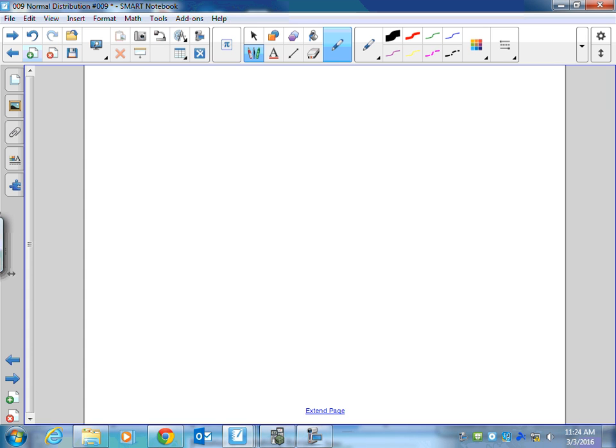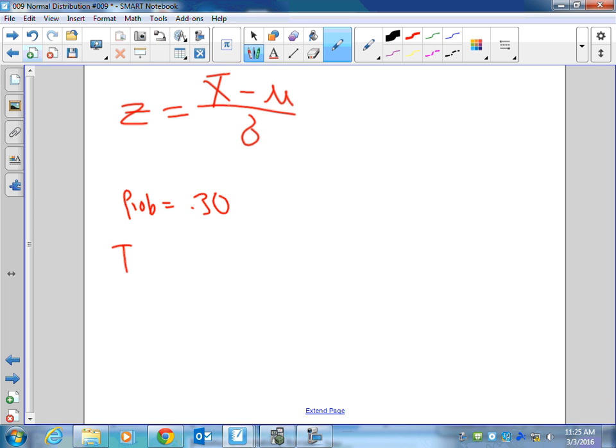So one quick thing I want to wrap up with normal. With normally distributed data, sometimes you have to find the z value. That will give you x, the sample you have, minus mu, over the standard deviation. Or sometimes they'll give you a probability, like let's say you have a probability equal to 0.30, 30%. You go inverse norm of 0.30, and that'll give you a z value.